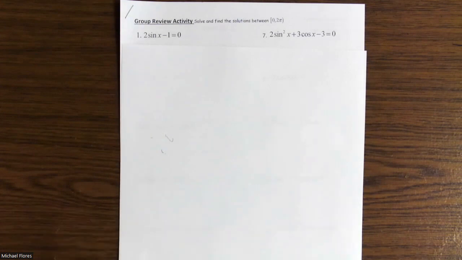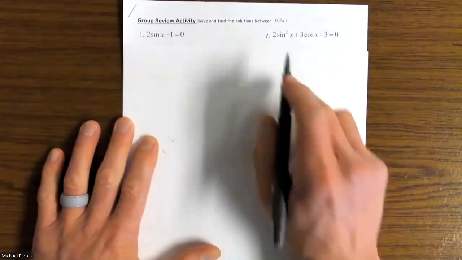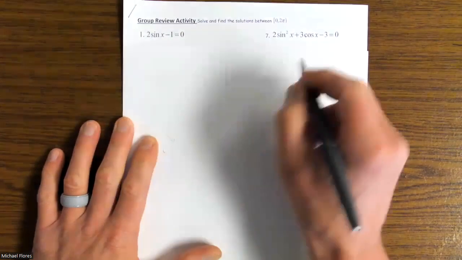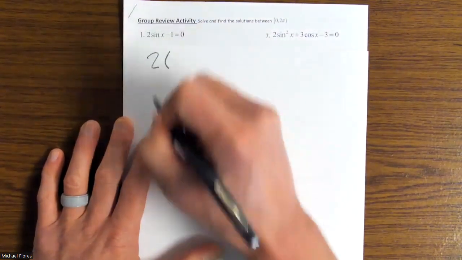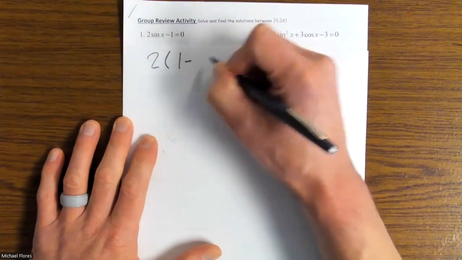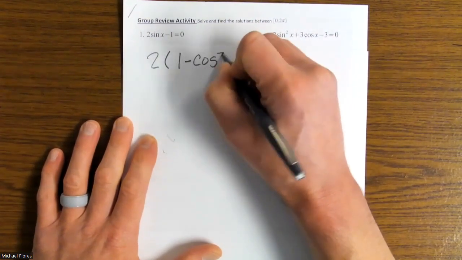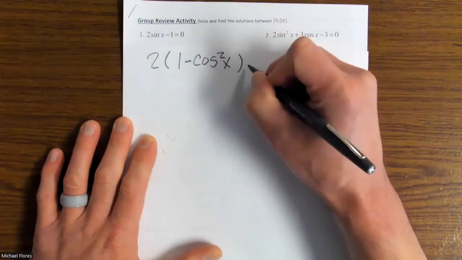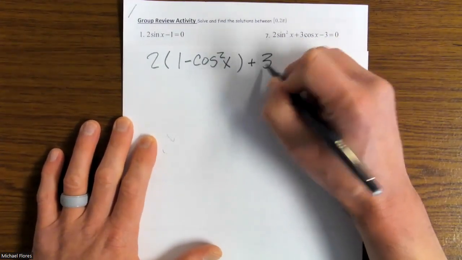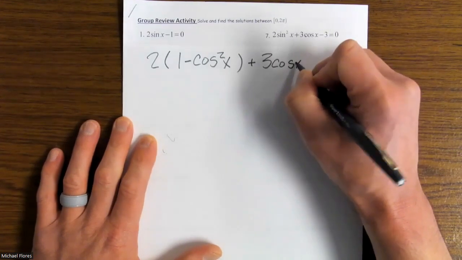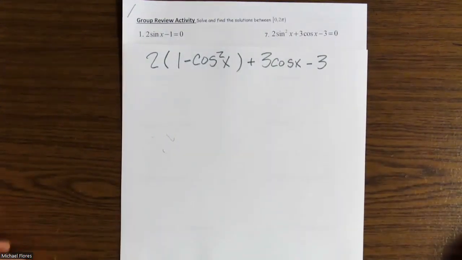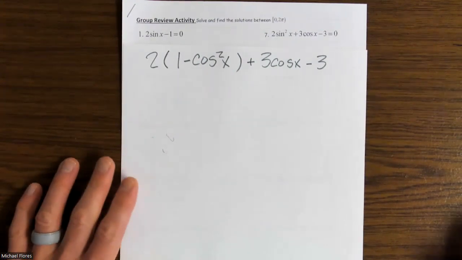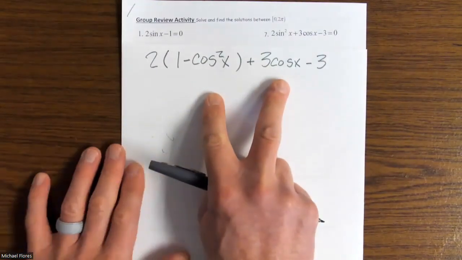This is where knowing your Pythagorean identities is going to come in handy. So are you aware of what sine squared is also equal to? Sine squared of x is equal to 1 minus cosine squared of x. So by doing that substitution, we can now attempt to factor this problem.